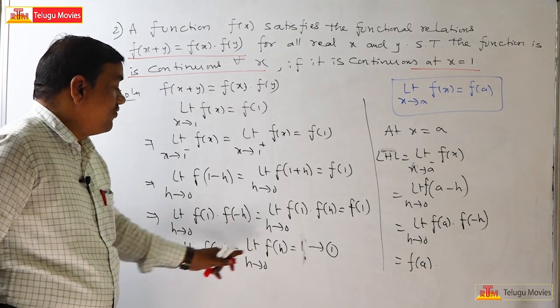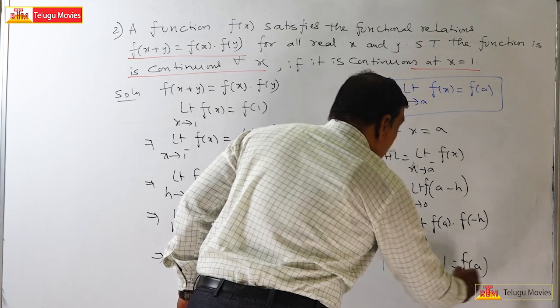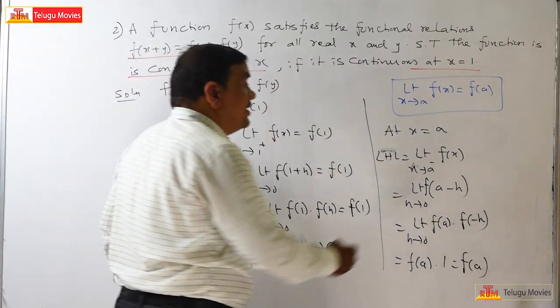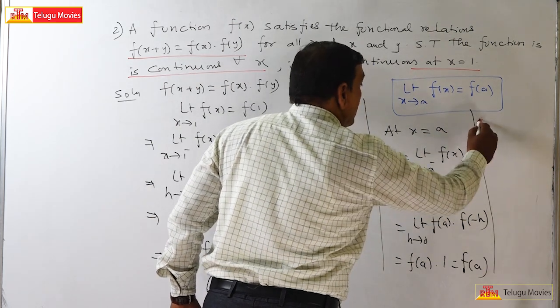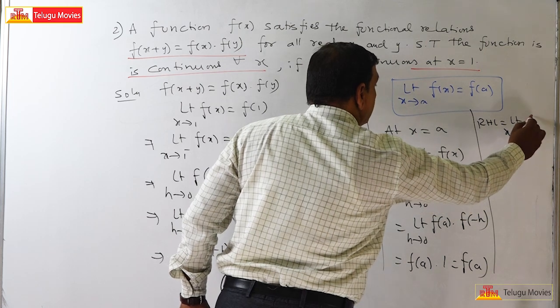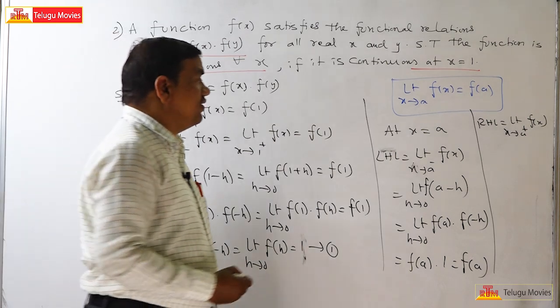As h tends to 0, f of minus h value is equal to how much? 1. This is equal to f of a. Okay, now similarly, we can find the right hand side limit, RHL. That is equal to limit x tends to a plus f of x, the right hand side limit at x equals a.